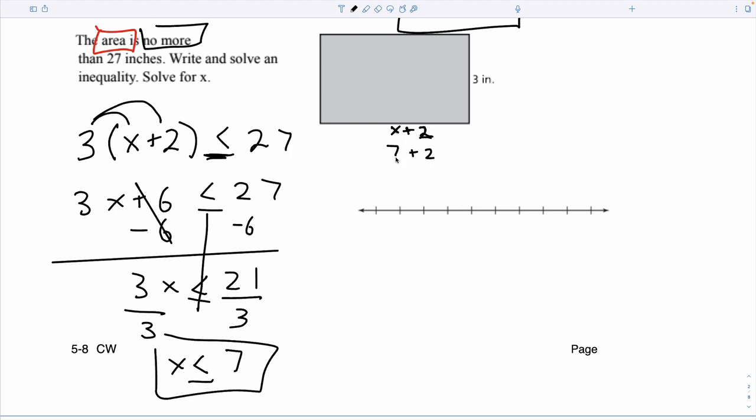So it could be 27. 7 plus 2 is 9. 9 times 3 is 27. It could also be 6 plus 2. 8 times 3 is 24. It could be 24 inches. So you could choose anything less than 7 for your number x.